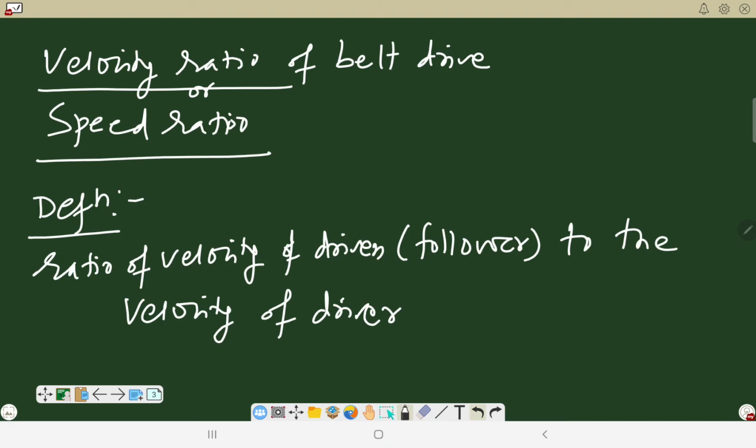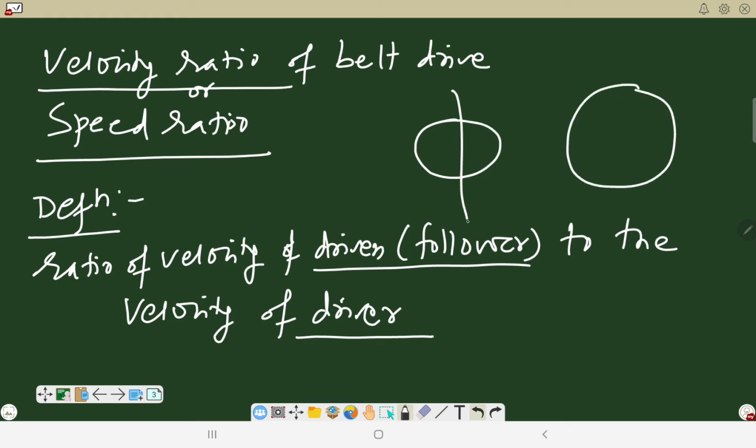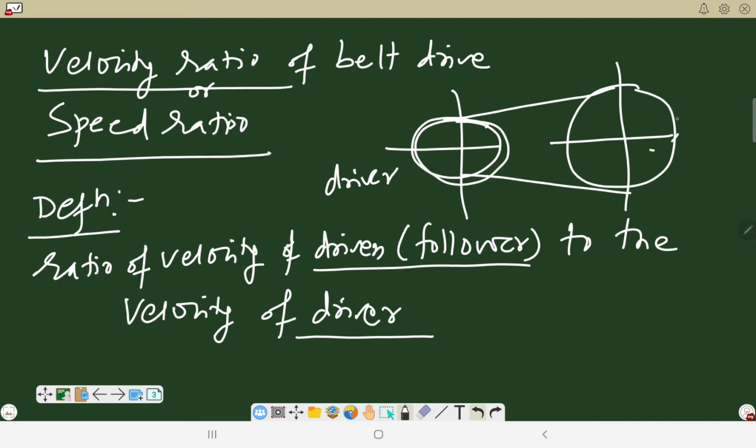We know very well what is driven pulley and what is driver pulley. If these are the two pulleys mounted with an open belt, and if this is a driver pulley and this is a driven pulley, then the driven pulley is called the follower. So the ratio of velocity of driven or follower to the velocity of the driver is called the velocity ratio of the belt drive, or speed ratio.